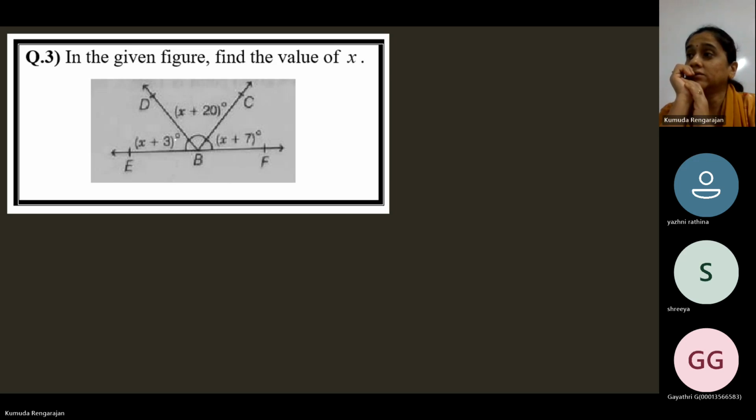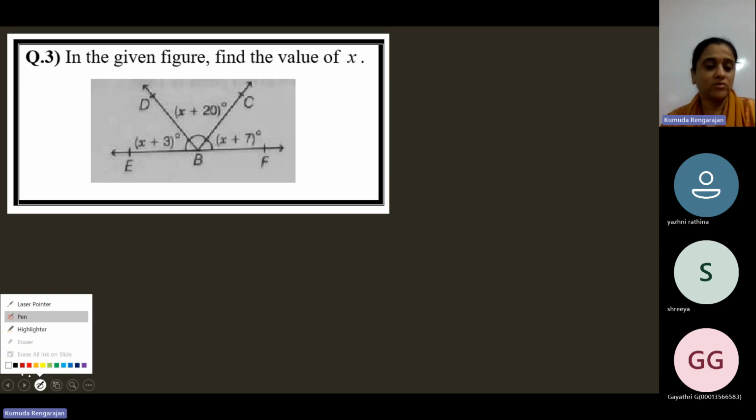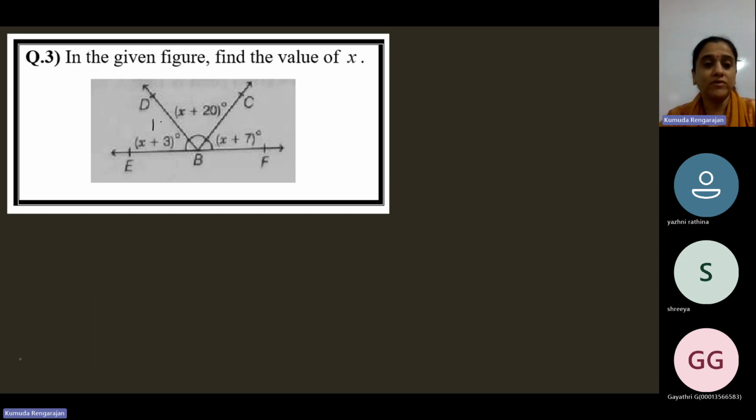No, darling. The answer is 50. X cannot be 150, because then see what your angles will be. If it's 150, this angle will be 153 and this will be 170. But the sum of all these angles should be 180 only, no? So how can these angles be 153 and 170?